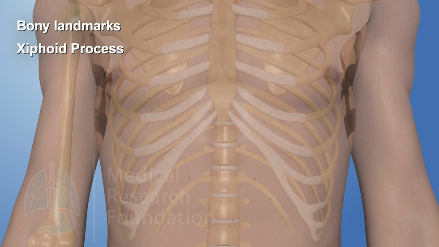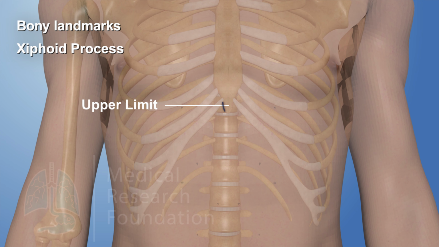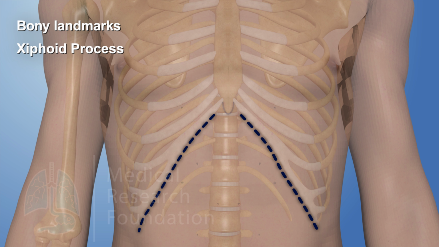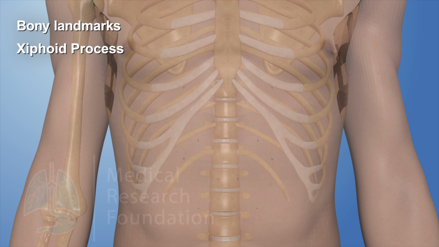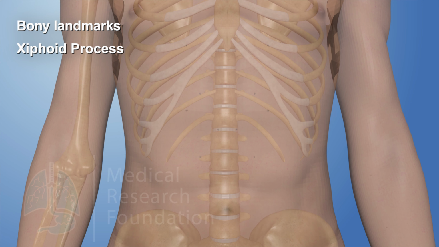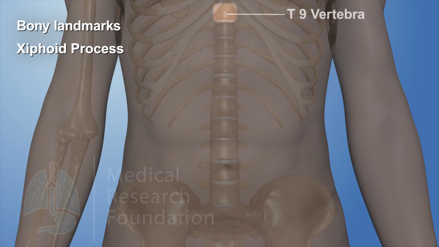Xiphoid process. It forms the upper limit of the anterior abdominal wall in the anterior median plane. It lies at the apex of the subcostal angle, and its apex is sometimes bent forward and hence easily palpable beneath the skin. The xiphoid process lies at the level of T9 vertebra.